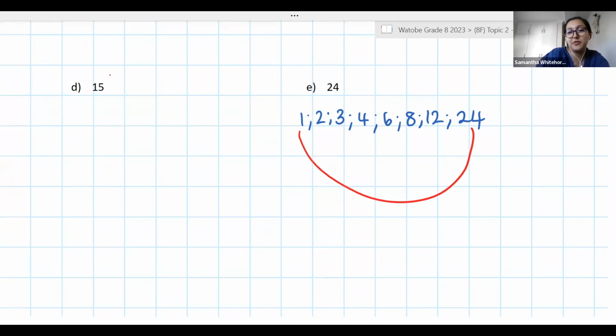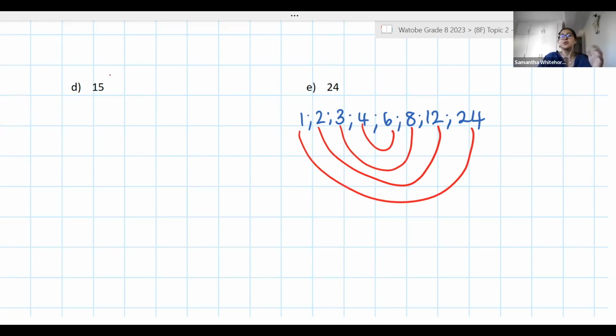1 times 24, 24. 2 times 12, 24. 3 times 8, 24. 4 times 6, 24. So we've got all of our pairs. And so we know that all of these are factors of 24.